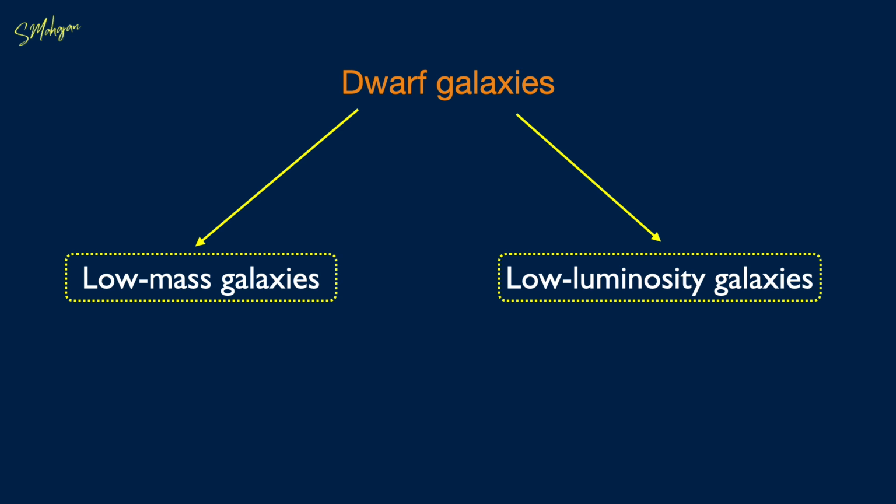The term dwarf is often used to describe small or faint galaxies. While the low-mass galaxies are often faint relative to their more massive counterparts at the same redshift, vice versa may or may not be true. As I will show you today, sometimes large galaxies can also be faint. But in this video, we will primarily focus on the low-mass dwarf galaxies.